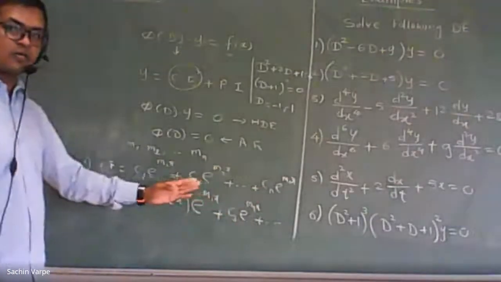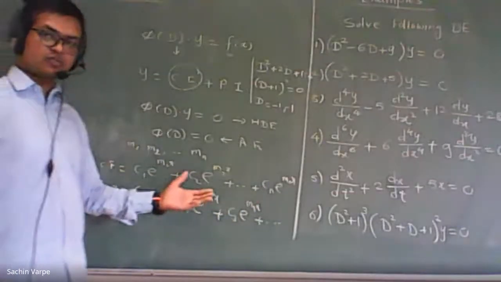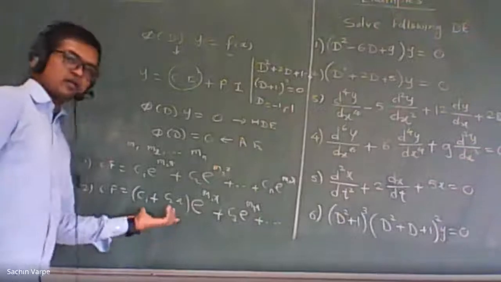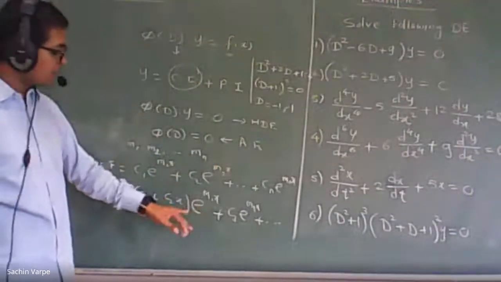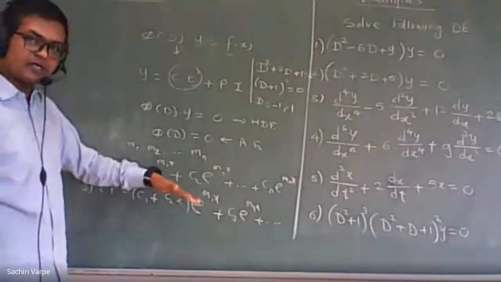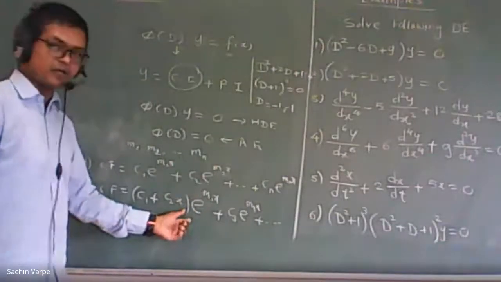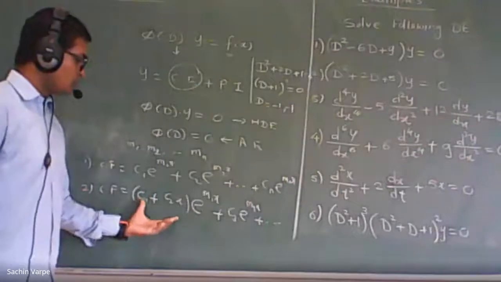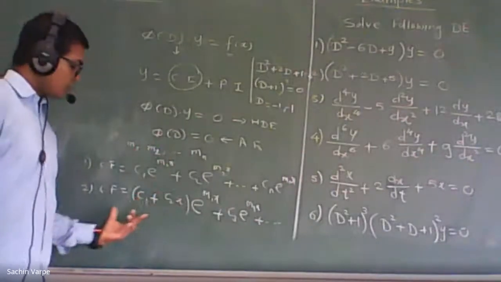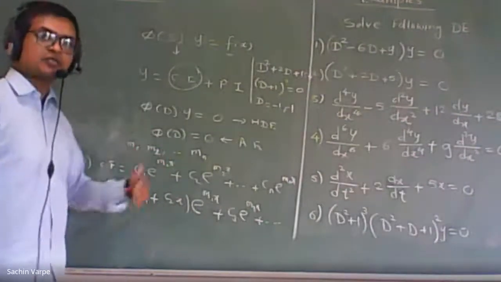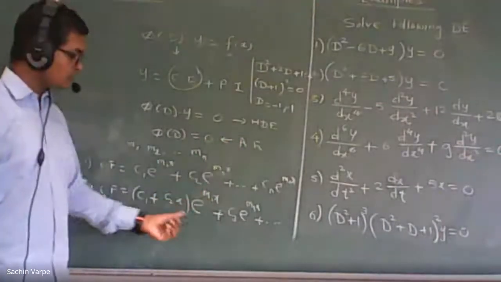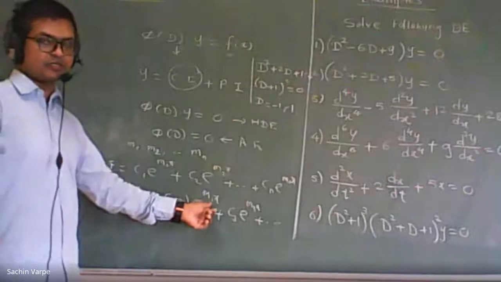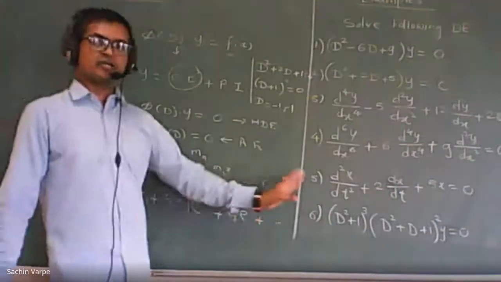And if the roots are real and repeated thrice, then we have to consider a similar polynomial with one more additional term, by increasing the powers of the variable, that is x, the independent variable in fact. So if the root is repeated thrice, then the complementary function will be (c1 plus c2x plus c3x square) e to the power m1x, where m1 is the repeated root, plus the remaining terms for non-repeated roots.